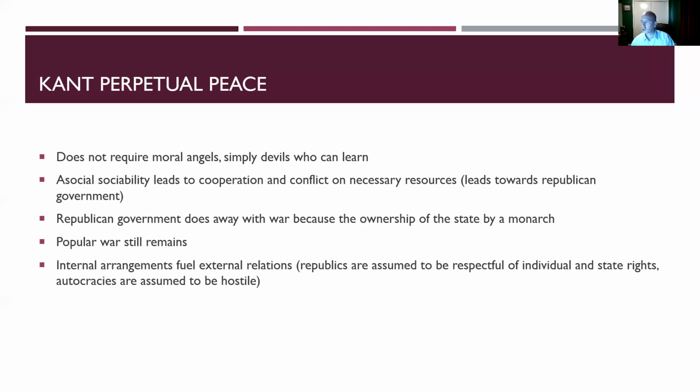Anyway. Then we've got this one. Asocial sociability leads to cooperation and conflict. Unnecessary resources leads towards republican government. Aha. Yeah, this is what Kant's saying, that look, the thing is, we do have these competitive instincts and we do want to get one over on our neighbors. Maybe we want the things that our neighbors have, and maybe we're prepared to take them from them by force. But he says, what we realize is that we actually can't provide all of our needs individually. And so we have to work together.